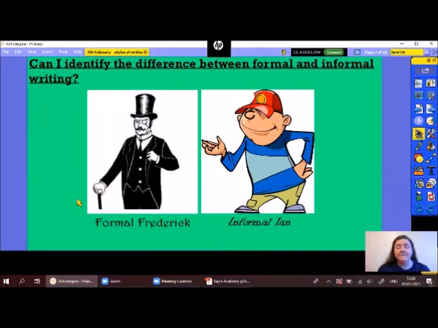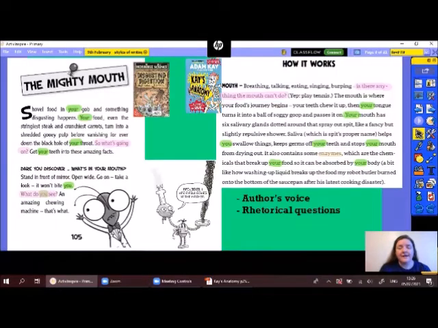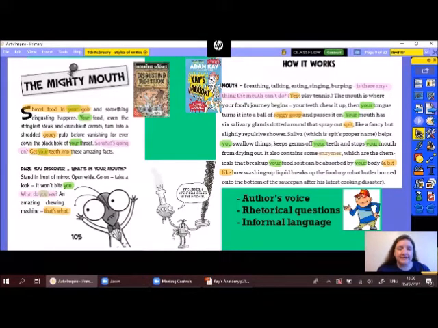We tend to use formal language when we're talking to somebody we don't know, or writing to somebody we don't know, or somebody in authority, like the police or Mr. Coughlin. We tend to use informal language when we're with our friends, or when we're talking in a much more relaxed setting. And that's the kind of way that Nick Arnold and Adam Kay write their books. It's very informal language. We can find examples of informal language in both of these extracts.